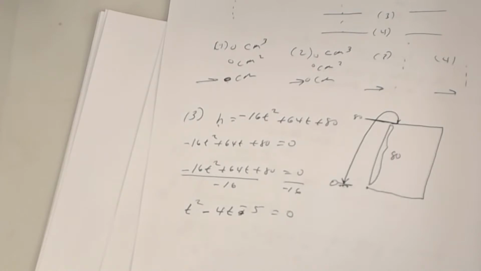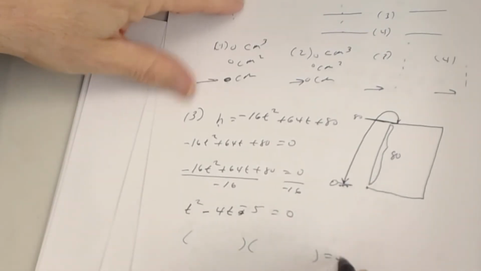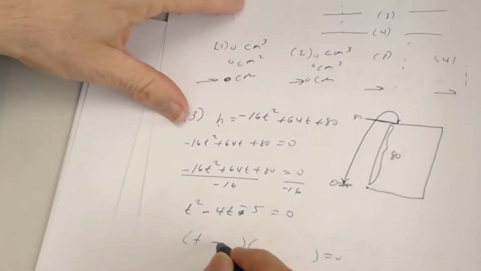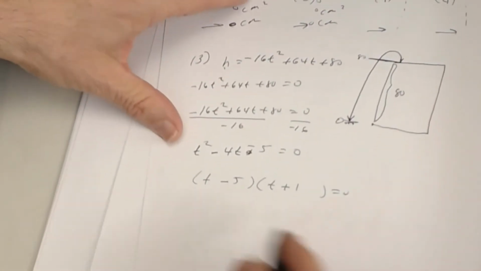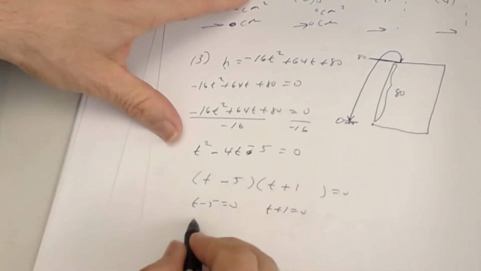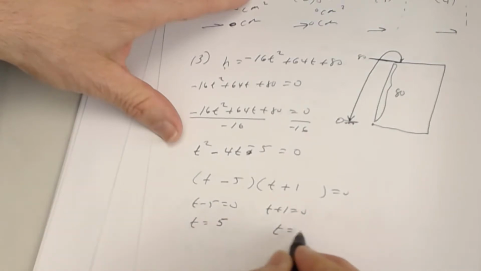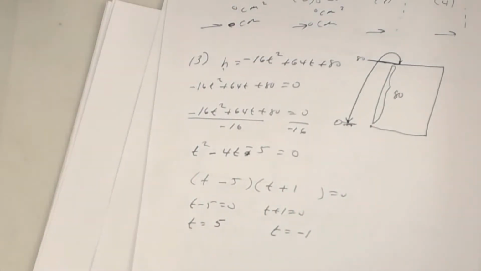Now, is it easy to factor this? Yes. So I can factor this as (t - 5)(t + 1), correct? Now I set each one equal to 0. And so t here is 5, and t here is negative 1.